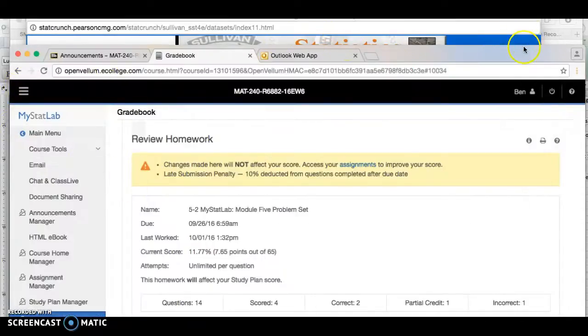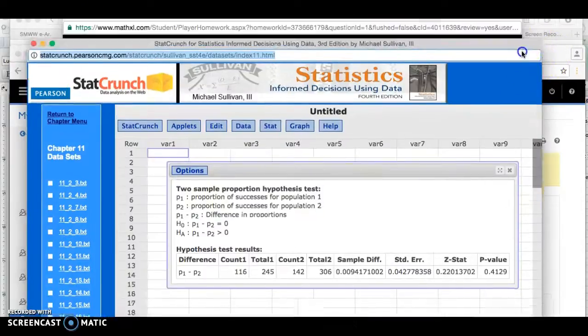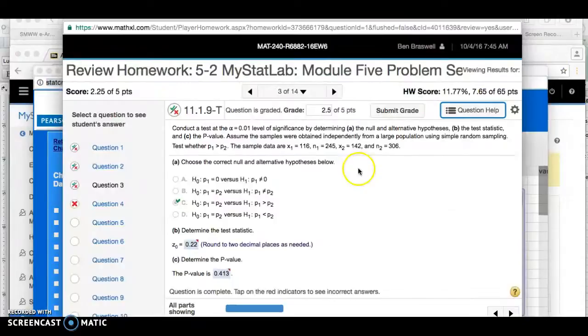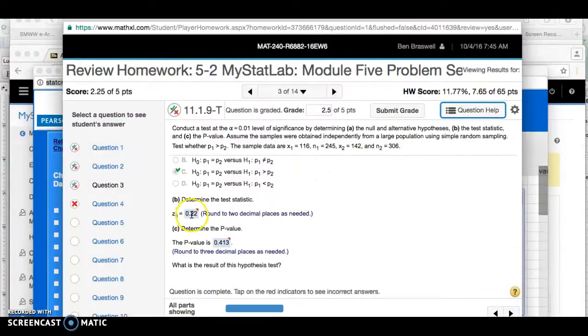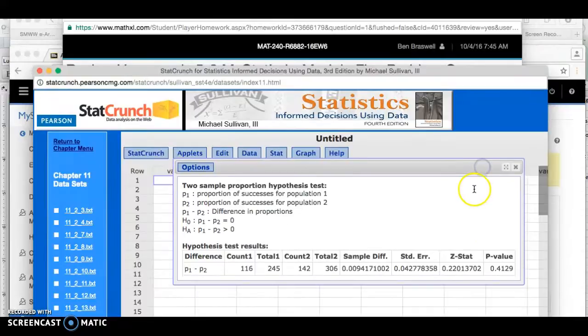If we go back to the problem that you were looking at, you could see here that the 2 values that they got were 0.22 for the z-stat and 0.413 for the p-value. And those are the values that you have here on the screen.